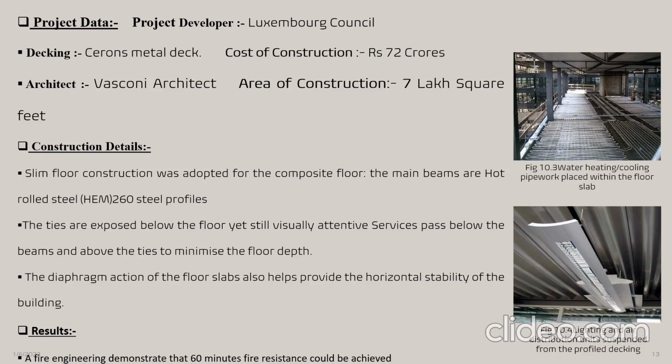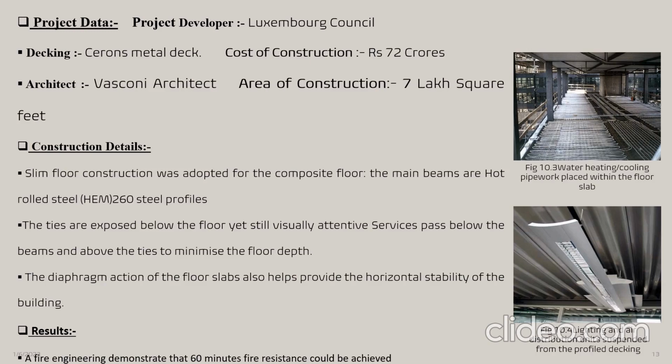Construction details. Slim floor construction was adopted for the composite floor. The main beams are hot rolled steel HEM 260 steel profiles. The tiles are exposed below the floor at steel. Visually attractive surfaces pass below the beams and above the tiles to minimize the floor depth. The diaphragm action of the floor slab also helps provide the horizontal stability of the building.